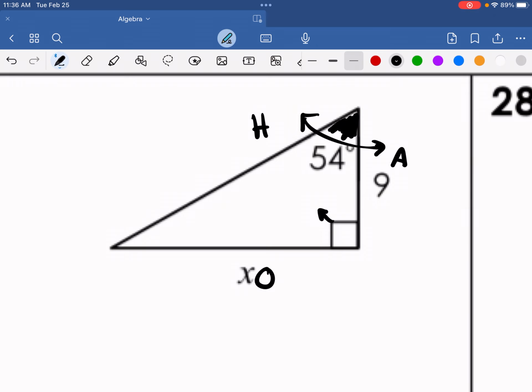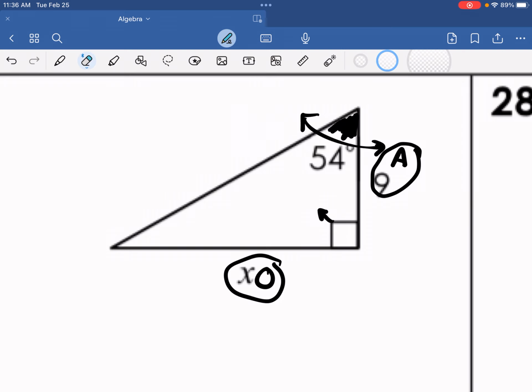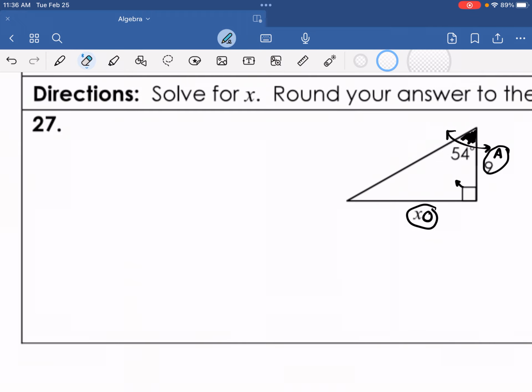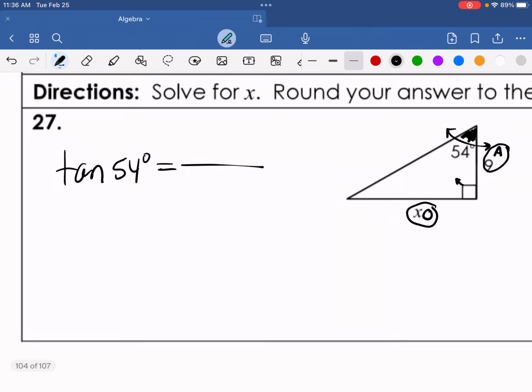We cross out the one that we don't want. We need the A because it has a 9. And we need the O because it has an X. We don't need H. So you can erase it, cross it out, whatever. Now, what trig function do you need to use? Which one has O and A? Tan. Tan of 54 degrees is equal to opposite, O on top, X, and A on the bottom, 9.